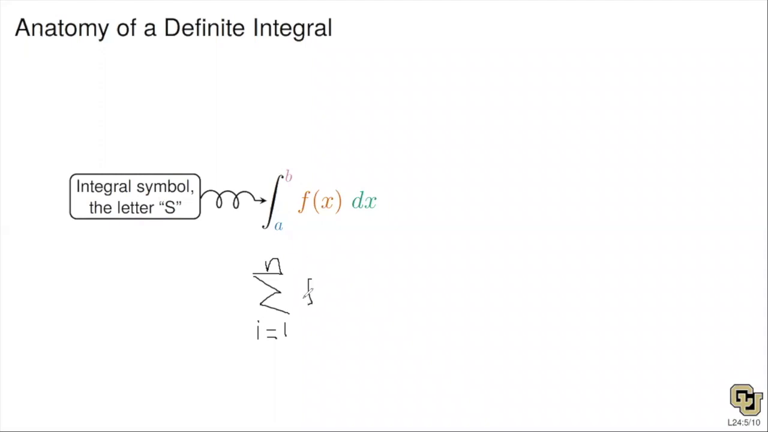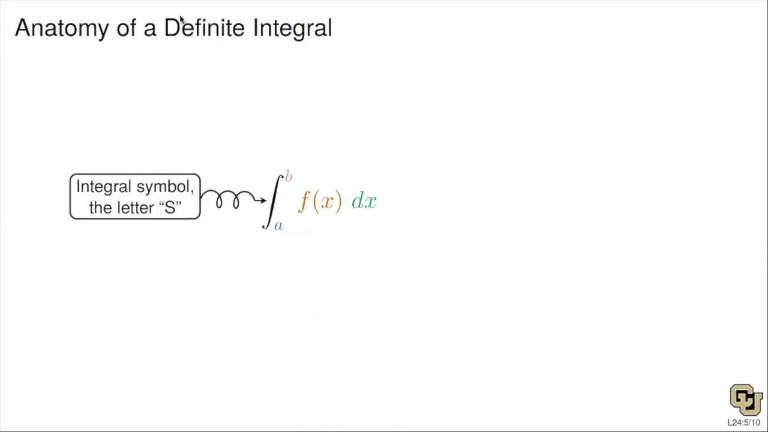And here, we might have f of x sub i times delta x. This Riemann sum is basically a discrete version of the integral. These are basically the same thing. One's a continuous version and one's a discrete version. And I want you to think about those words. We talk about continuous versus discrete. So here, these are both integrals. One's a discrete integral, one's a continuous integral.